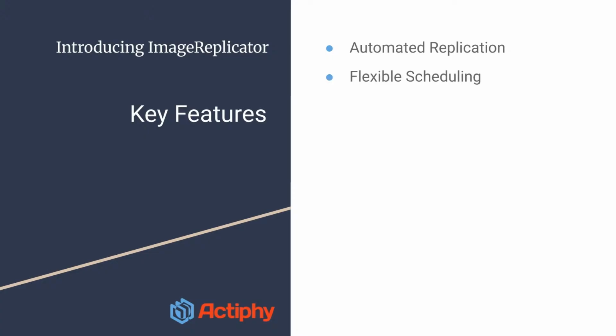Every environment varies, so ImageReplicator offers flexible scheduling: immediate, daily, weekly, or custom, to balance recovery goals, network bandwidth, and maintenance windows. ImageReplicator supports multiple replication destinations, including local storage, network shares, NAS, remote sites, and cloud platforms like Amazon S3, Google, Wasabi, and Azure. This flexibility enables organizations to adopt both traditional and hybrid disaster recovery strategies.